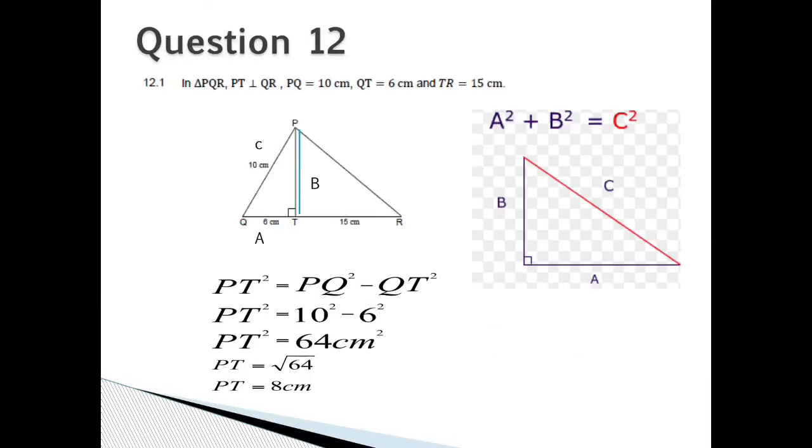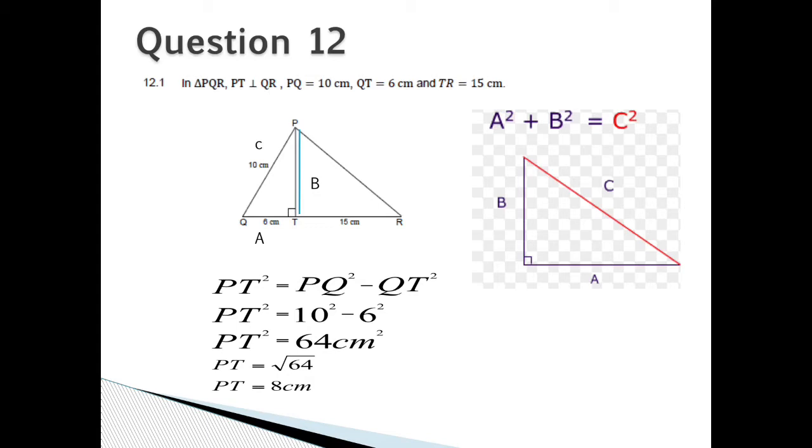Question 12.1. In triangle PQR, PT is perpendicular to QR. PQ is equal to 10 centimeters, QT is equal to 6 centimeters, and TR is equal to 15 centimeters. We are required to calculate the length of PT.